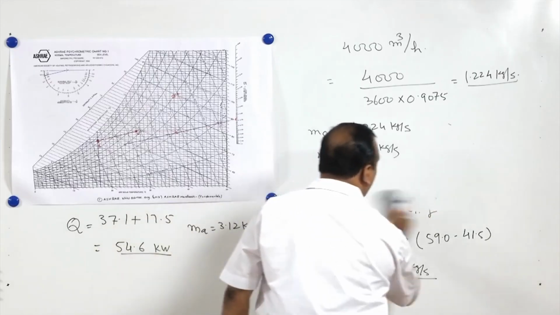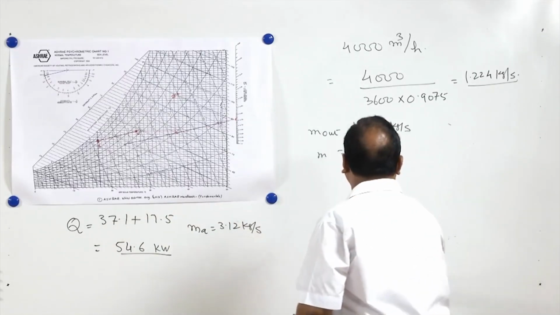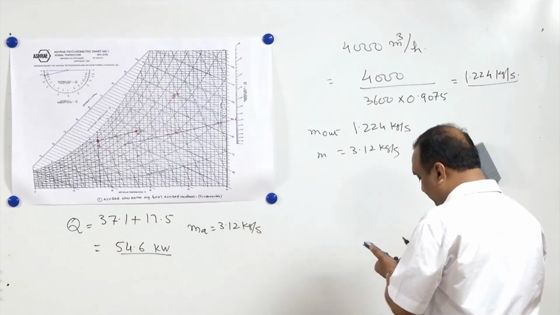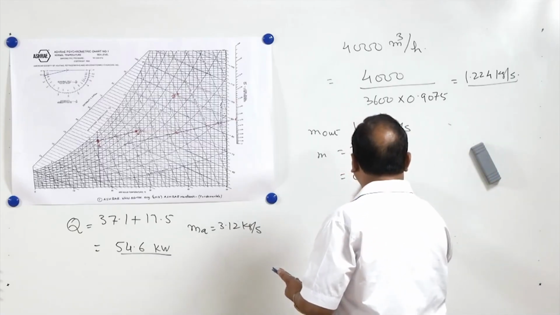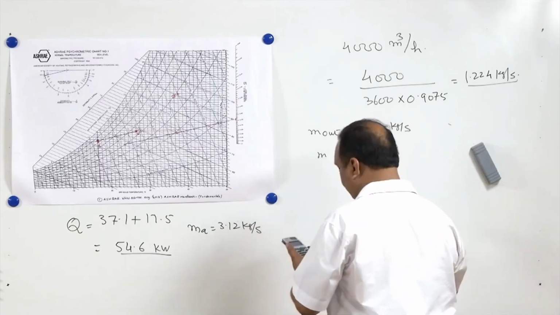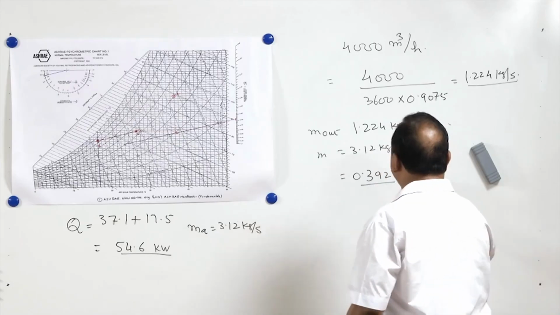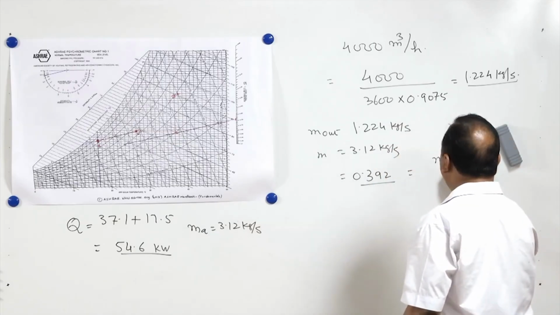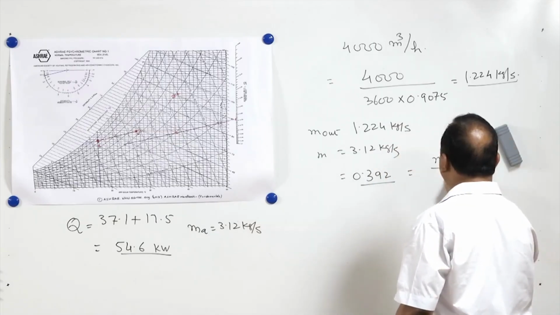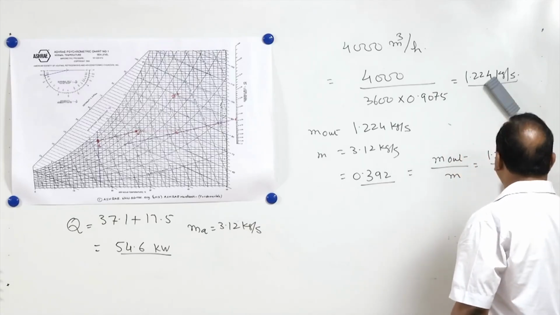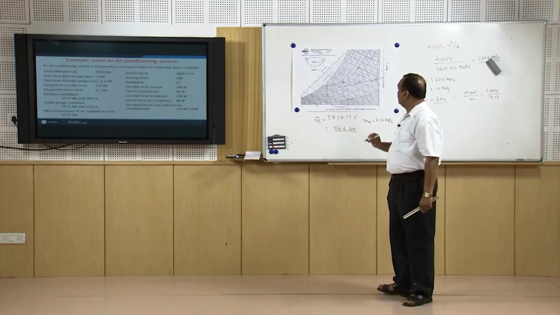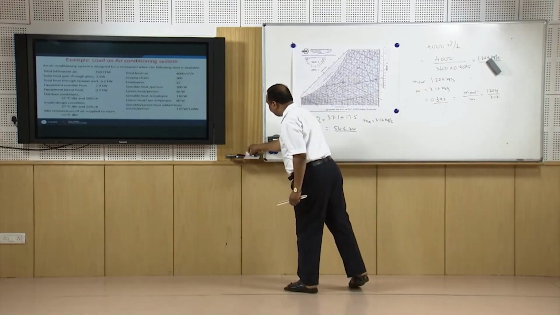So the part of outside air which has to be circulated in the room is approximately 0.392, that is the ratio of m out divided by m, or 1.224 divided by 3.12. Now how to take this mixture?